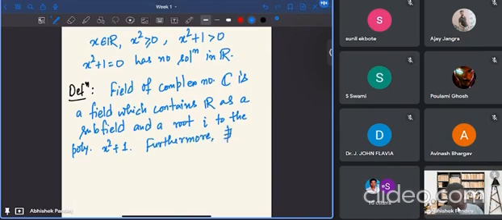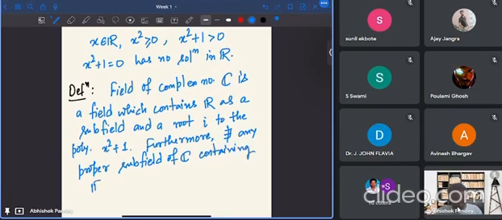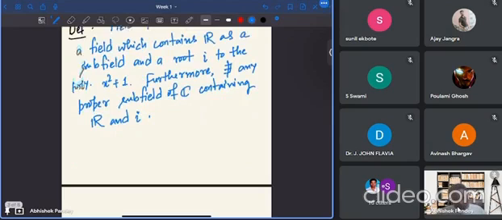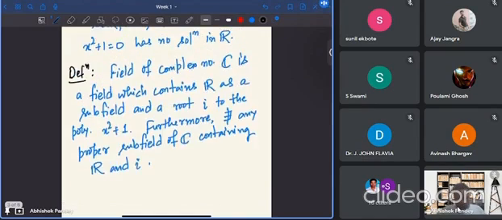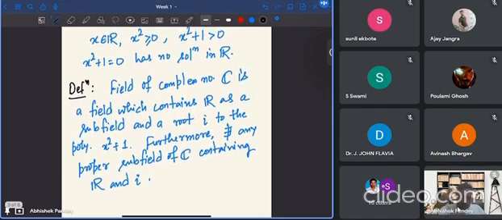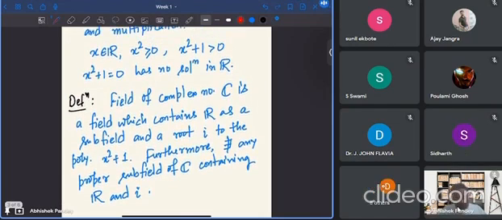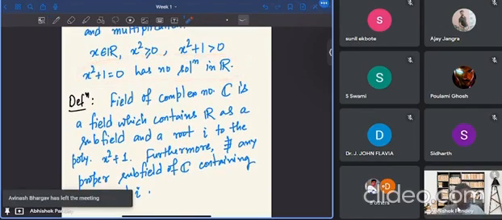Furthermore, there does not exist any proper subfield of C containing R and i. So in this sense it is maximal. So we have defined what we mean by a field of complex numbers. The definition basically is a solution of this problem, that we want a root of this polynomial to be in our field.